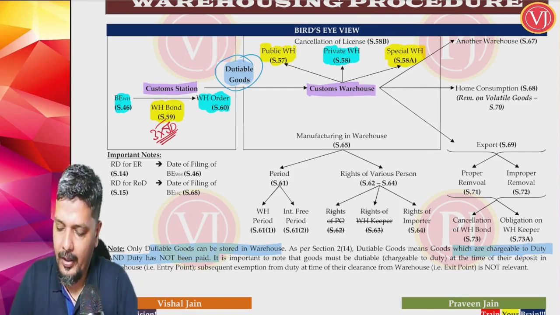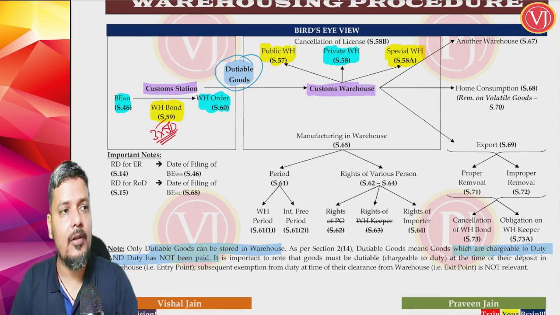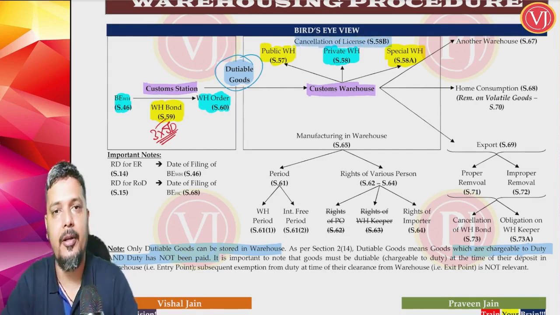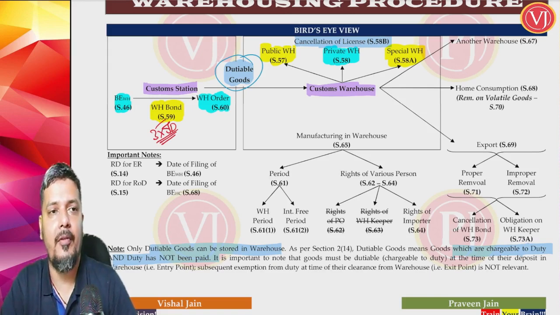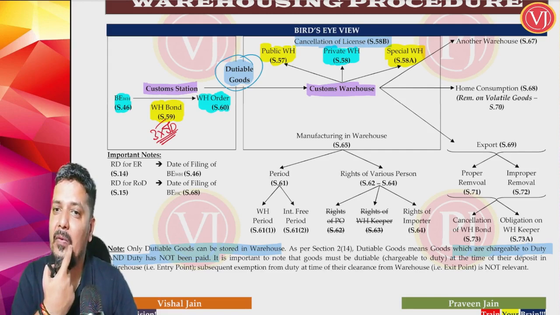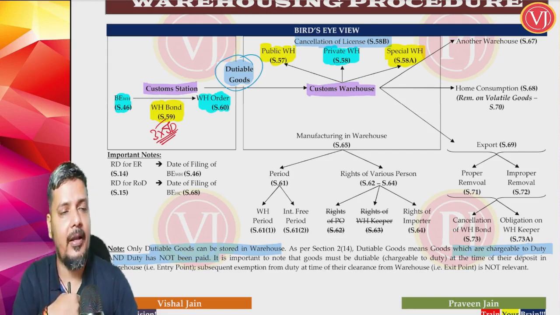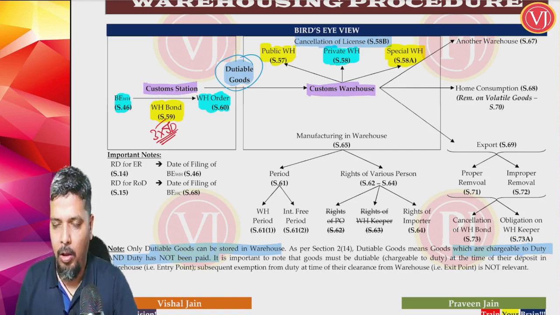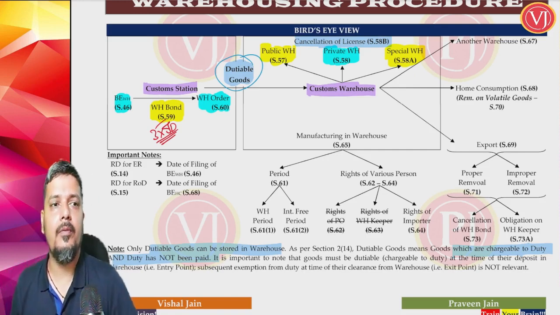Now, if I don't properly follow the conditions of license, my license may be cancelled. 58B. Whether it is public warehouse, private warehouse or special warehouse, if I don't properly follow the conditions of license, my license may be cancelled. Section 58B.